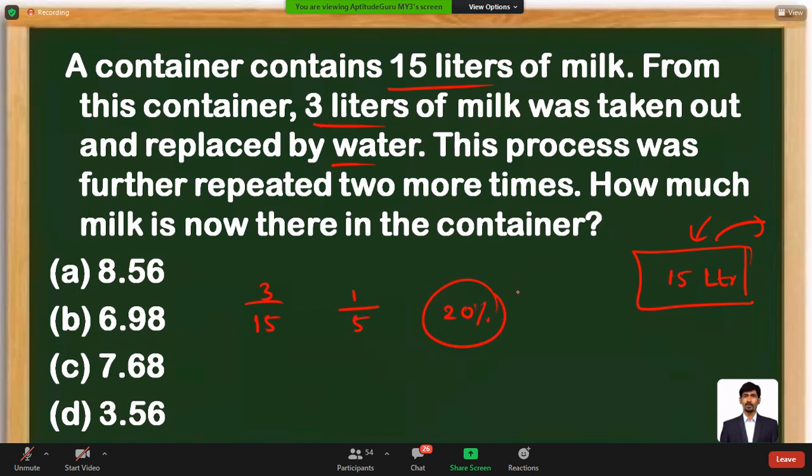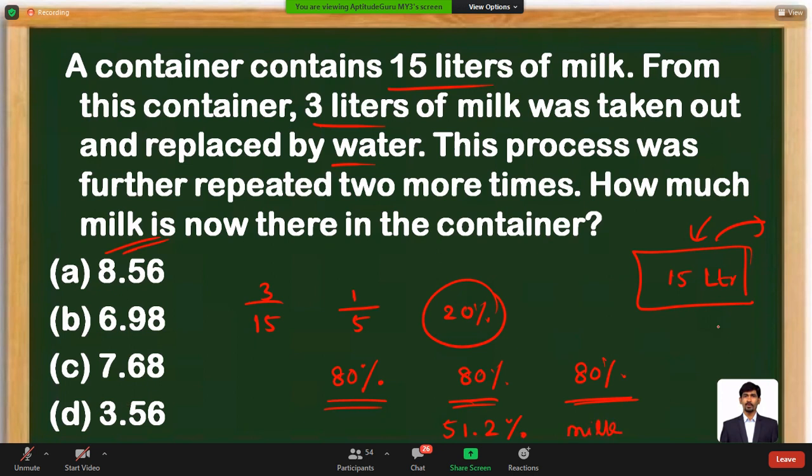So what you are doing? 20% dilution. That means what is the leftover concentration? 80%. This is repeated for 2 more times. So 80% and 80% will be there for the next 2 times. So now the question is how much milk is there? So the concentration of milk, let me find out what is 8 cube, 512. So it is going to be 51.2% is going to be the concentration of milk which is left over.